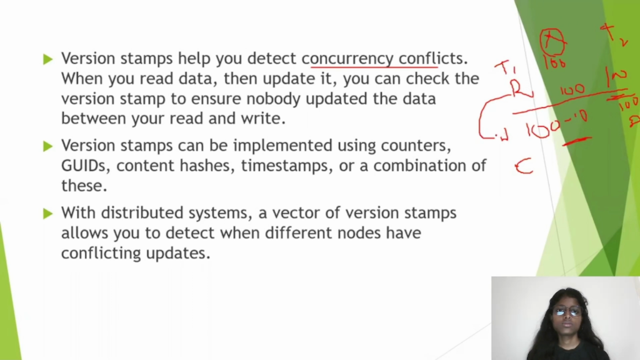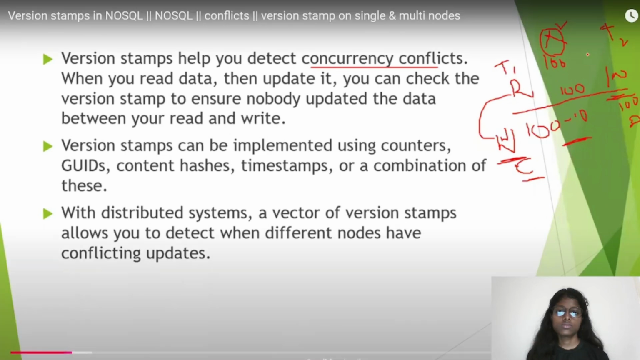So whenever you are performing a write operation and commit operation on any transaction, first you have to see the version stamp of this X. The version stamp is nothing but how many times it has been updated. Now we'll see some examples in the following slides.